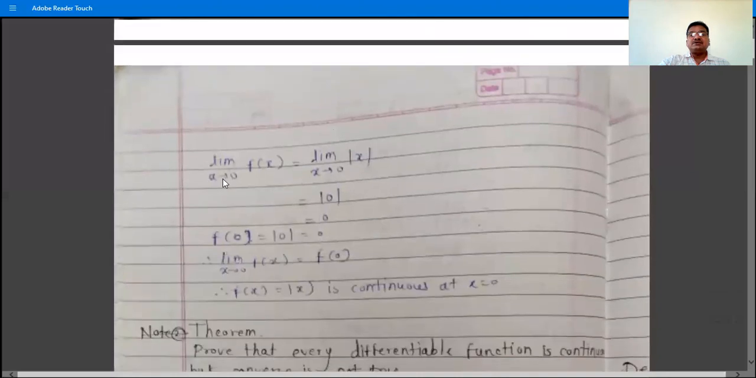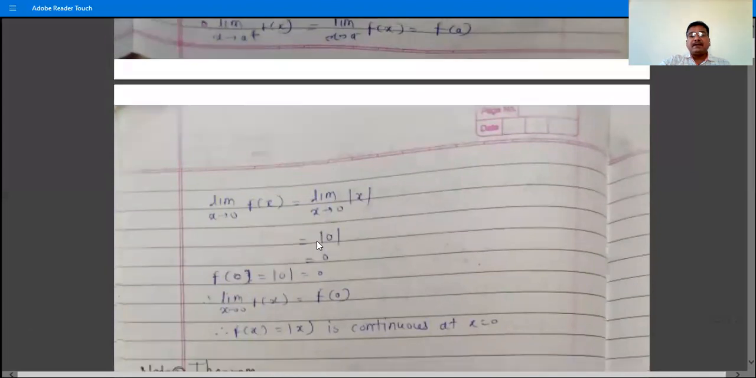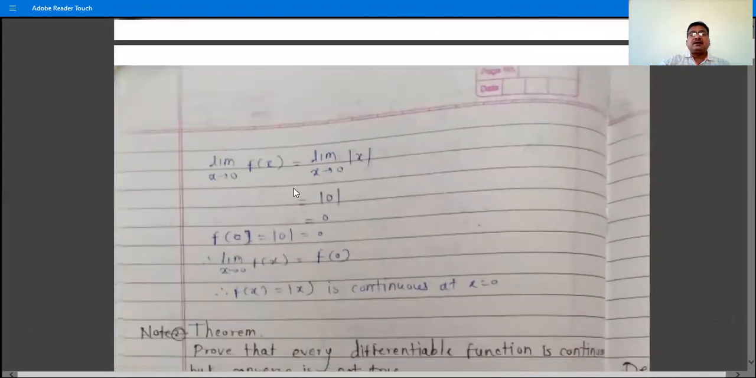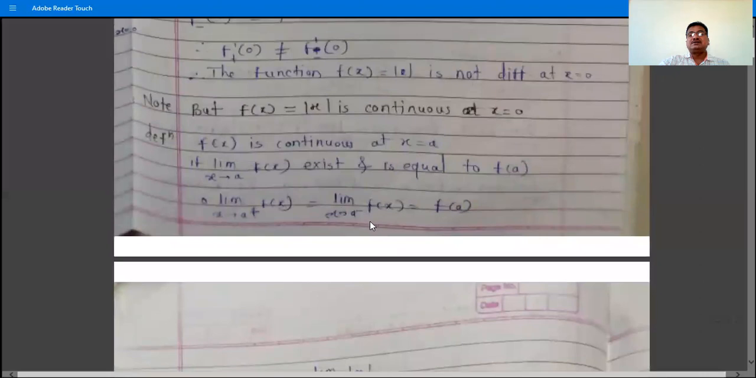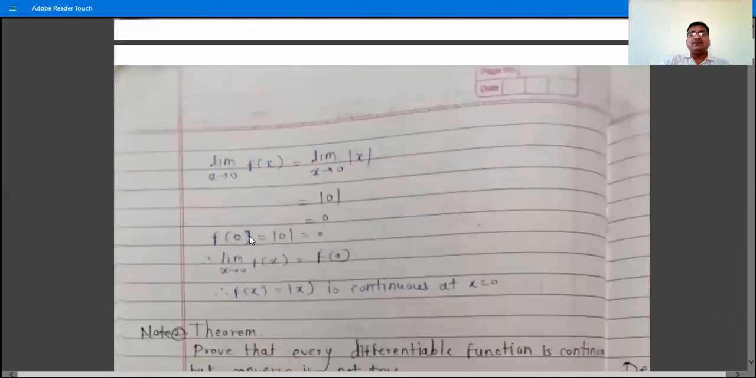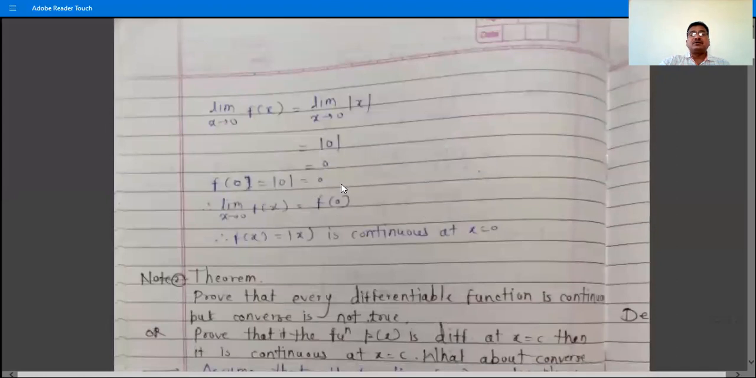So limit x tends to 0 of f(x) is what? Limit x tends to 0 of mod x, and f(0) is mod 0. First find the right hand limit: limit x tends to 0 plus of mod x is 0, and limit x tends to 0 minus of mod x is 0, and the value f(0) is what? Mod 0 is 0, and therefore limit x tends to 0 of f(x) exists, and it is equal to f(0), and therefore f(x) = mod x is continuous at x equal to 0.